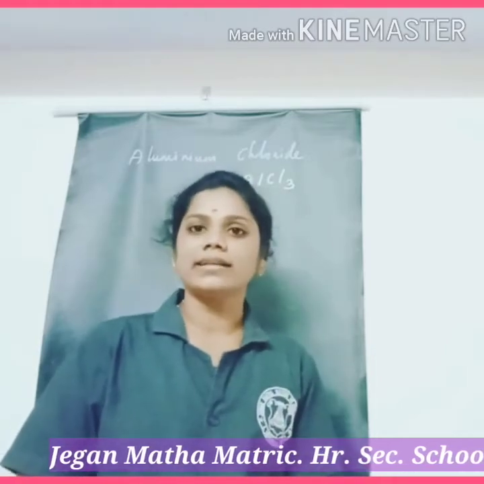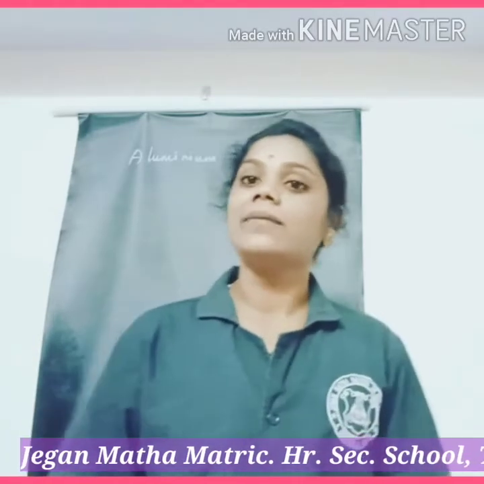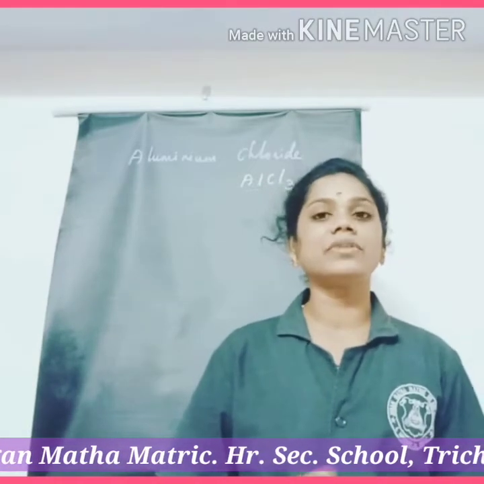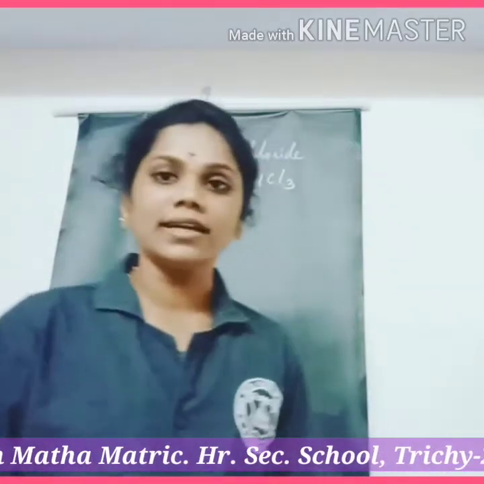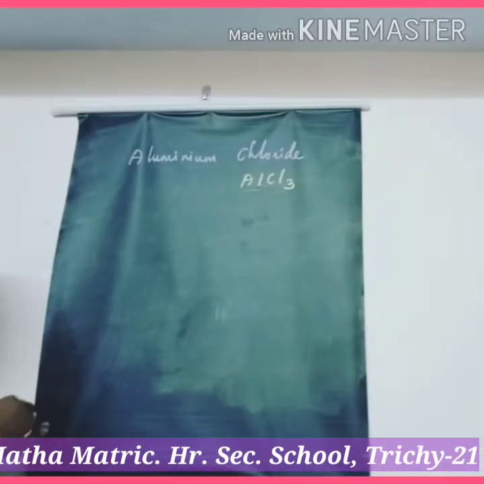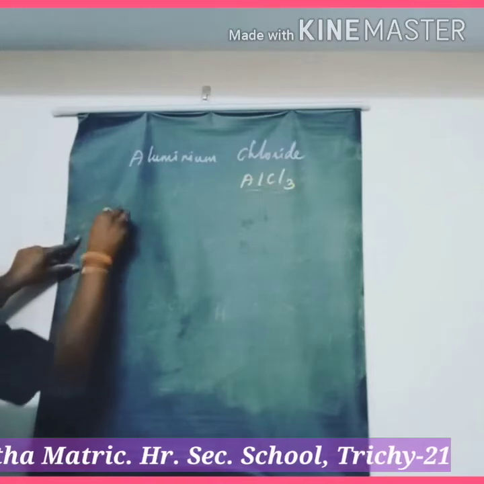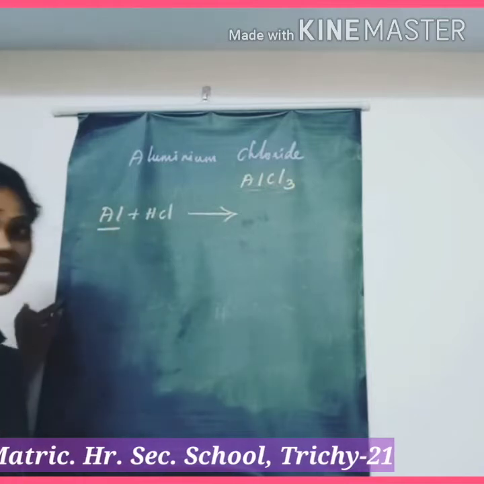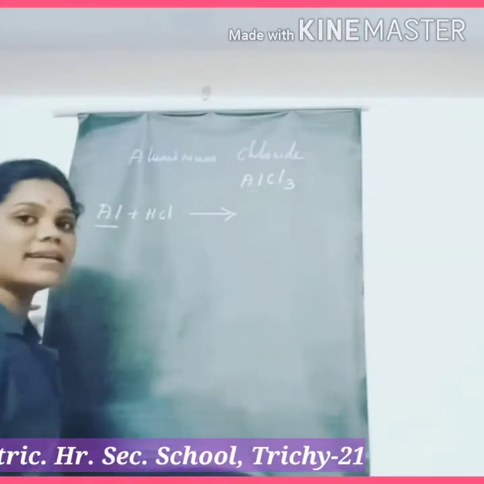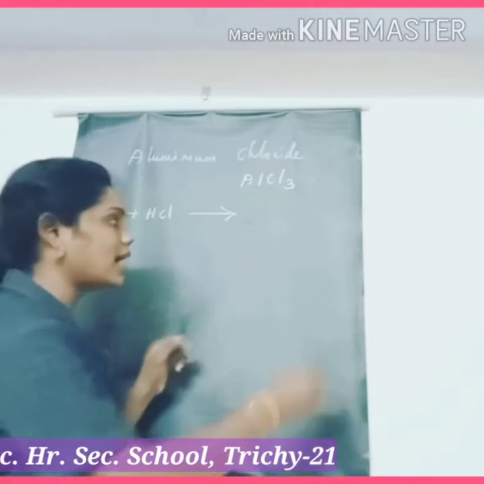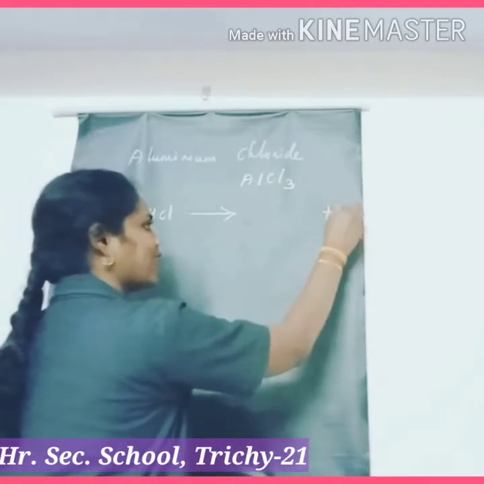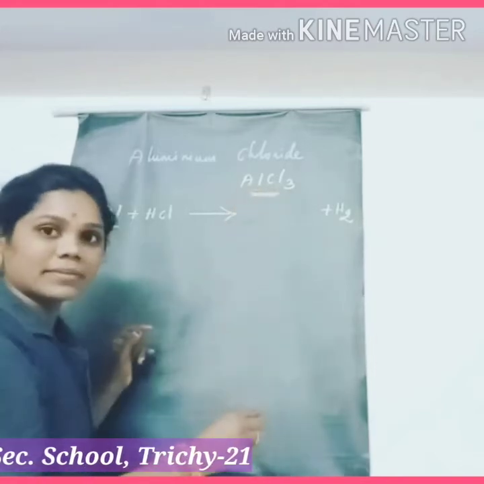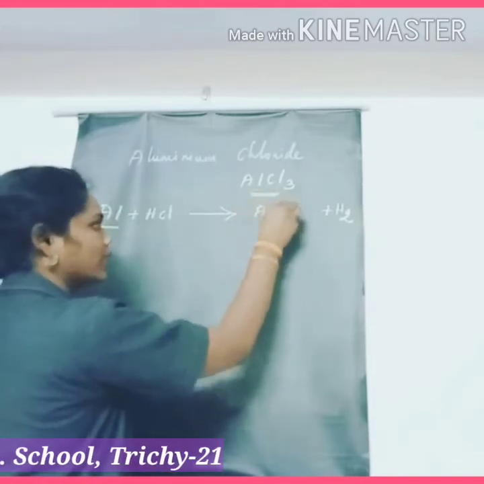Okay, so first we take aluminium metal or aluminium hydroxide and treat it with hydrochloric acid. Aluminium trichloride is formed. Let us see the equation. Aluminium metal, that is Al, is treated with hydrochloric acid. When a metal reacts with an acid, hydrogen gas is liberated. That is one of the concepts. So here hydrogen gas is liberated. What product is formed? Aluminium trichloride.